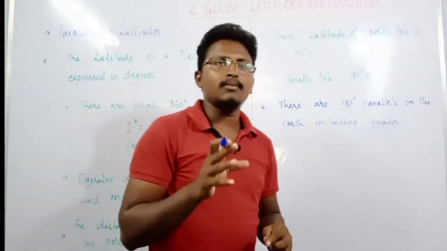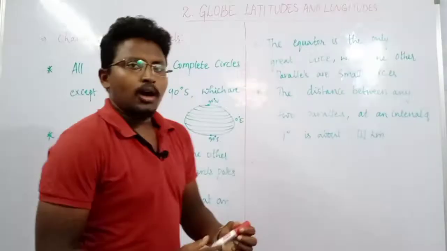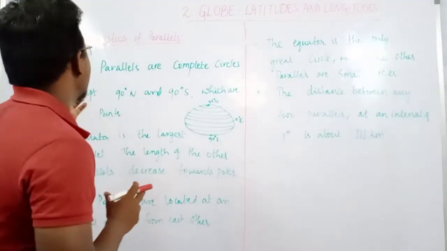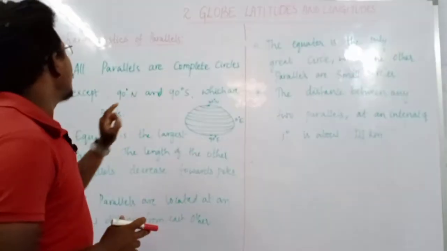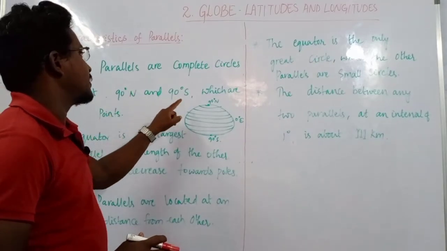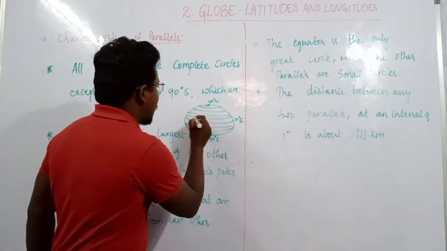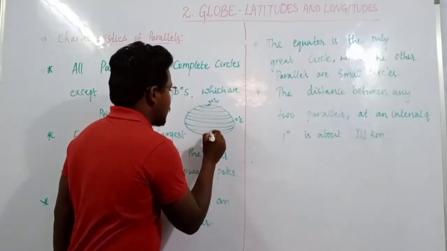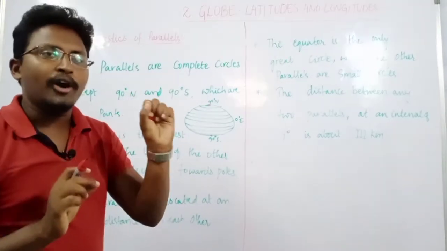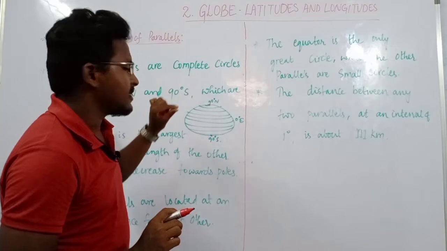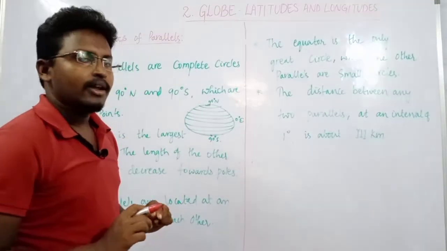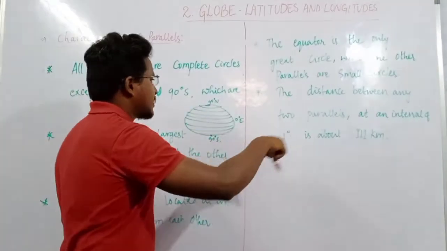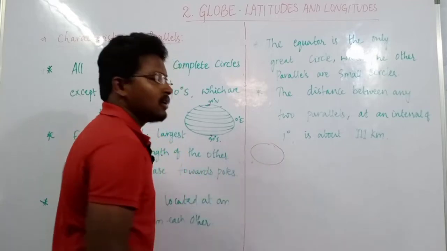And now let us see some of the important characteristics of these latitudes. Let us discuss some of the important characteristics of these parallels. So let us begin. The first characteristic: all the parallels are complete circles except 90 degrees North Pole and 90 degrees South Pole. That means all these latitudes are complete circles except the North Pole as well as the South Pole, because they are just points, end points. Except these two, all other parallels are complete circles. That means they will make a complete circle on this globe.